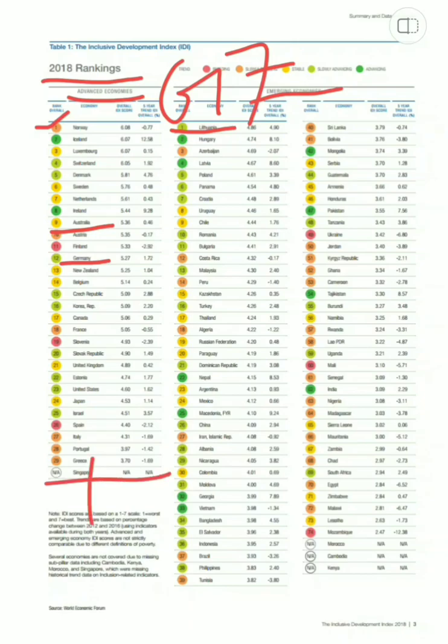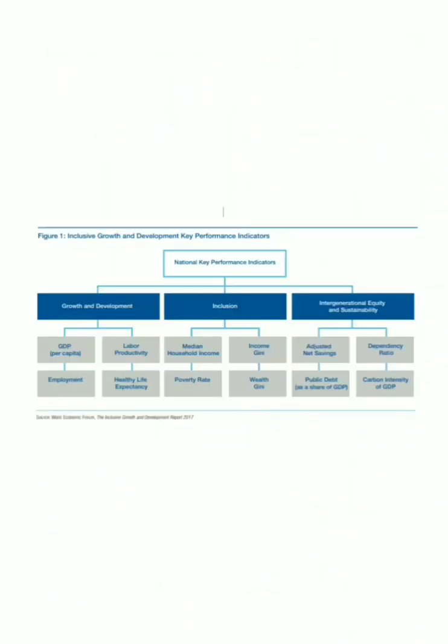Then we have to see what the Inclusive Development Index findings are when it comes to India. See, India has ranked 62nd out of the 74 emerging economies. Then among the three pillars, the best performance of India is in the third pillar, that is intergenerational equity and sustainability, that is its net savings, dependency ratio, public debt and carbon intensity of GDP, and India is ranked 44th in this segment.